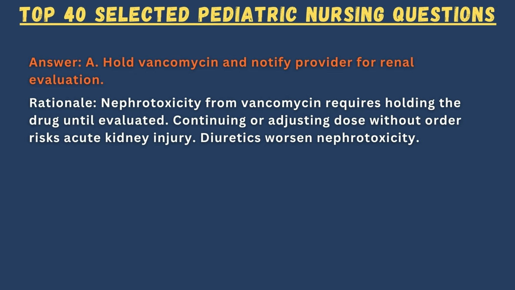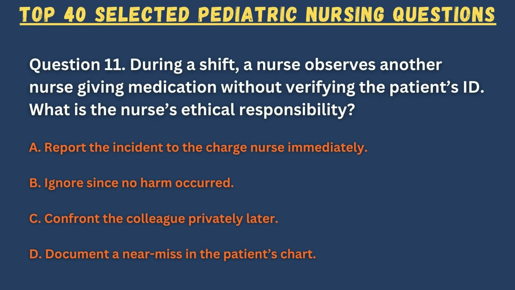Answer: A. Hold vancomycin and notify provider for renal evaluation. Rationale: nephrotoxicity from vancomycin requires holding the drug until evaluated. Continuing or adjusting dose without order risks acute kidney injury. Diuretics worsen nephrotoxicity.